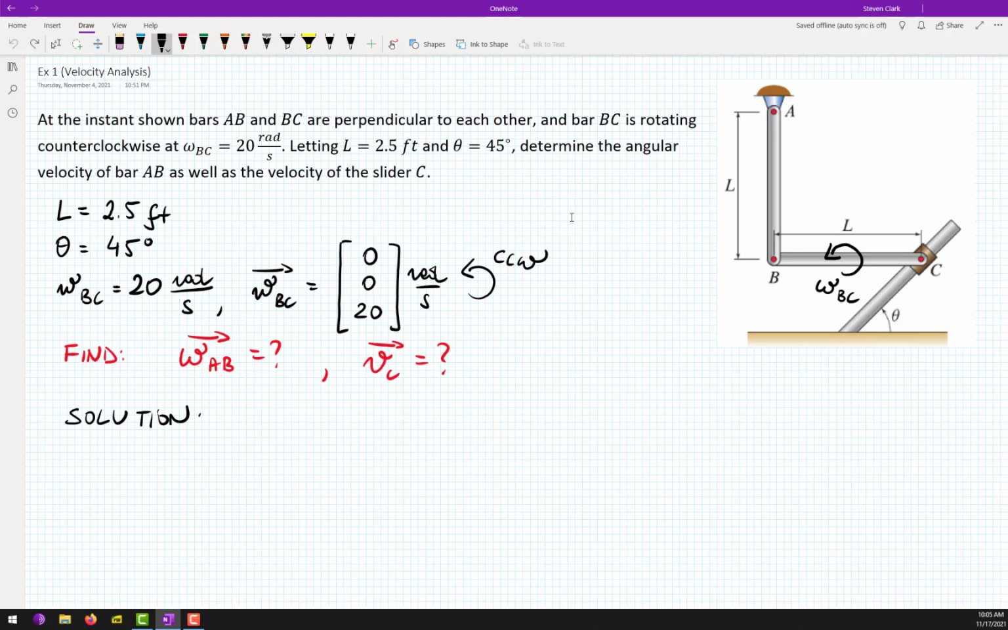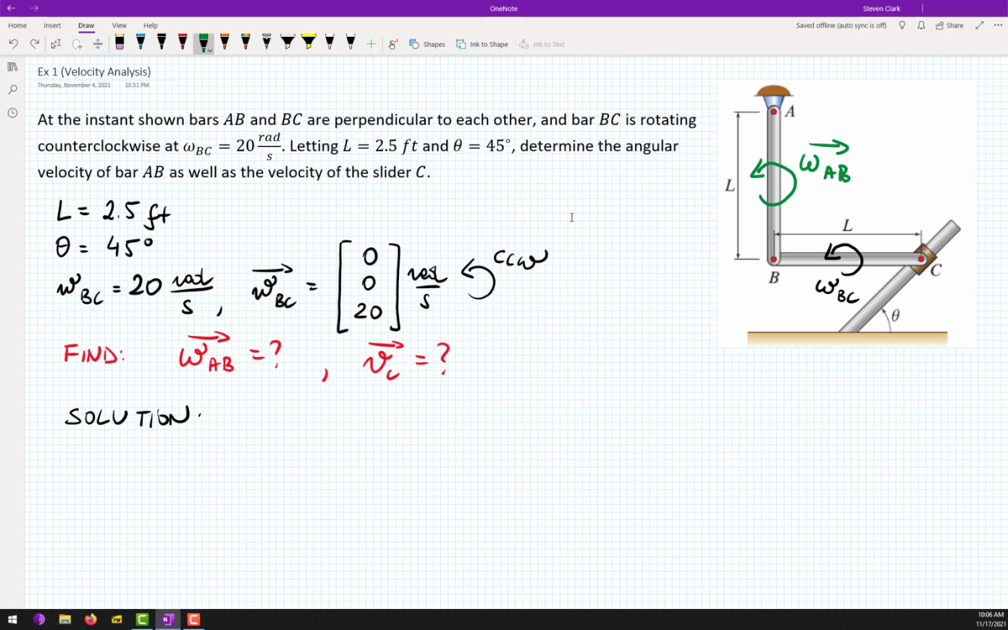We know the geometry, and they only told us that we know omega of this body. We don't know the velocity of any other body or any other point, and they ask us to find omega of this body. Let's pre-assume that this is rotating in a positive direction, so it will be rotating this way, omega AB, and VC. We have to find the velocity of point C.